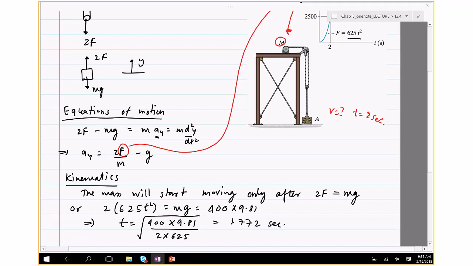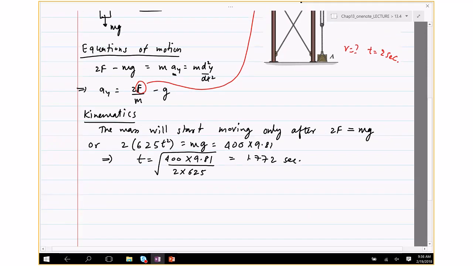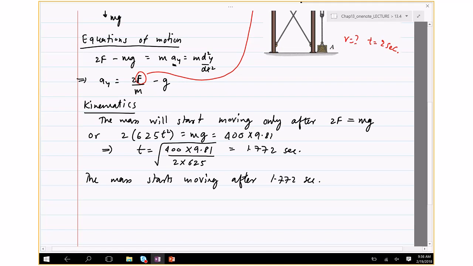Okay, what it means is that for the first 1.772 seconds, block A is going to have zero acceleration because the tension in the cable connecting A to the pulley is not sufficient to start lifting it or moving it upwards. So it's only after 1.772 seconds that you start moving. So the mass starts moving after 1.772 seconds. So how do we find the velocity after 1.772 seconds?